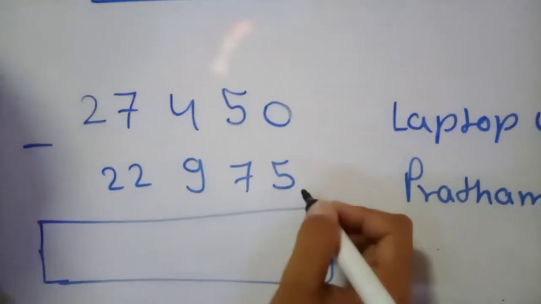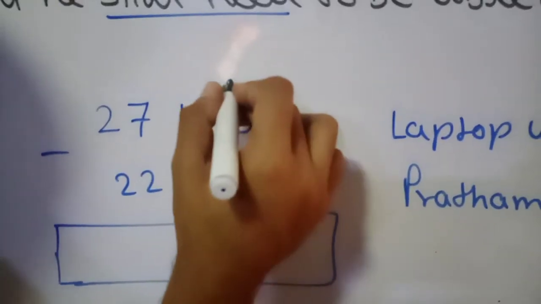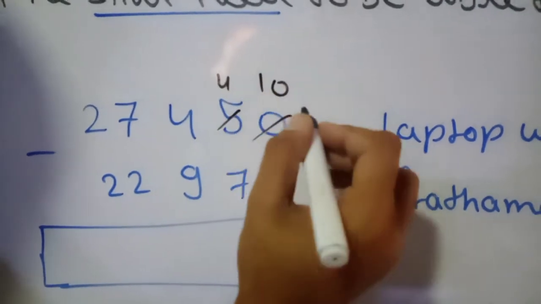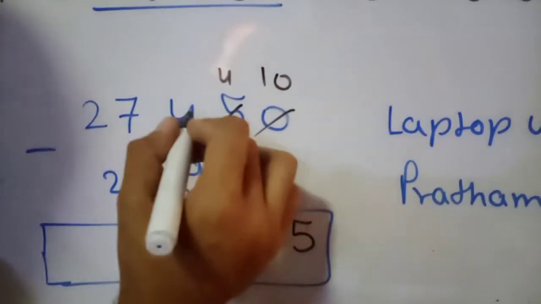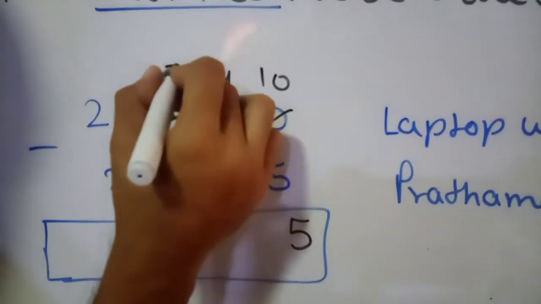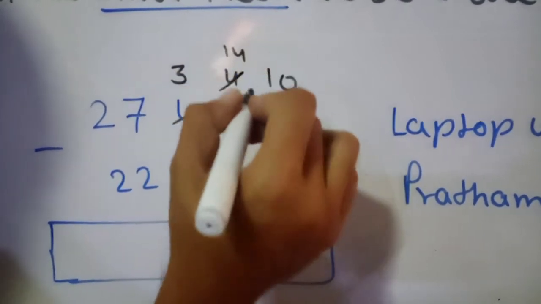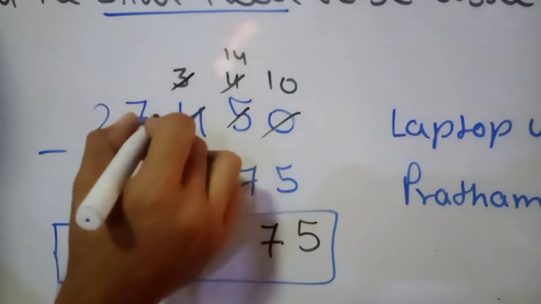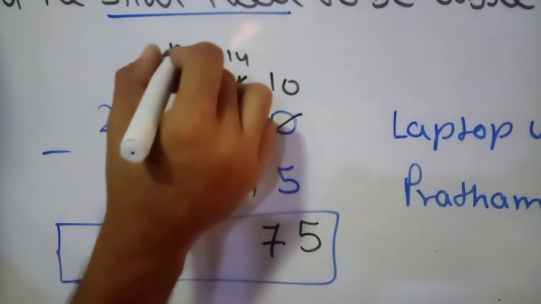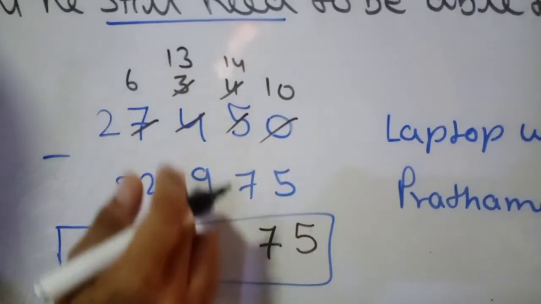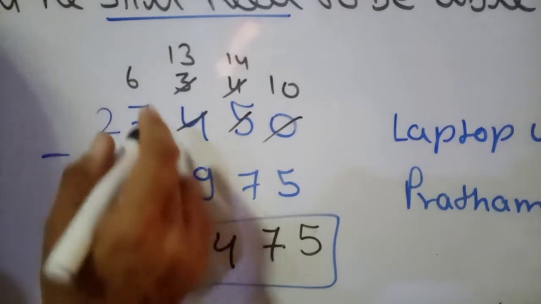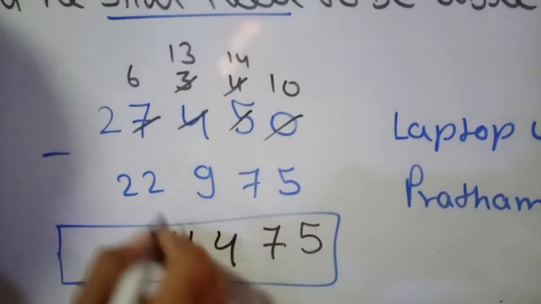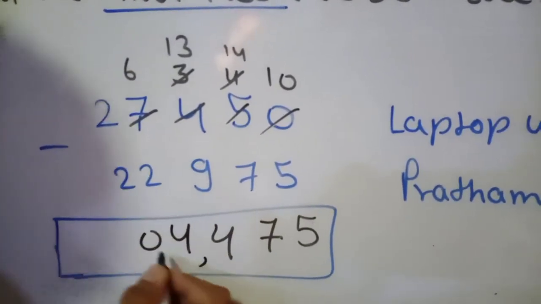Can we subtract 5 from 0? No. Borrow 1 from 5, 4 and 10. 10 minus 5, 5. This 4 borrows 1 from here. It will become 3, and it will become 14. 14 minus 7, 7. This 3 borrows 1 from 7. It will become 6 and it will become 13. 13 minus 9, 4. 6 minus 2, 4. 2 minus 2, 0.